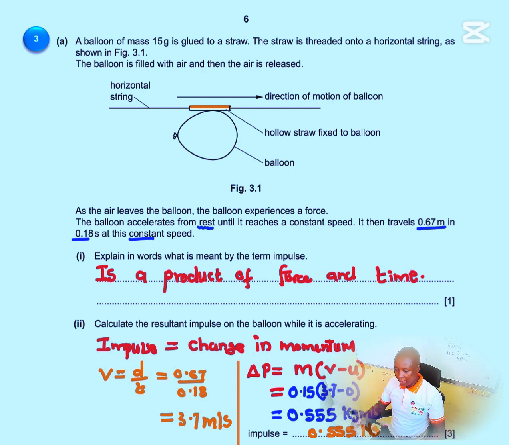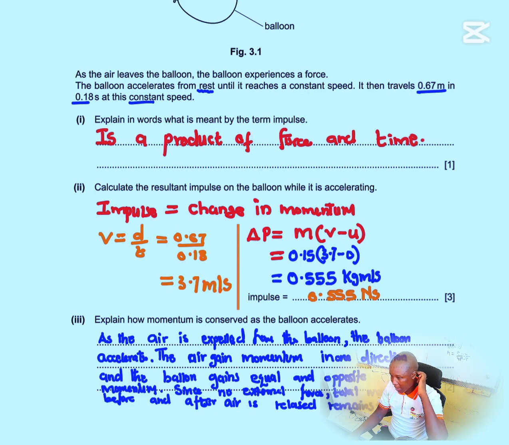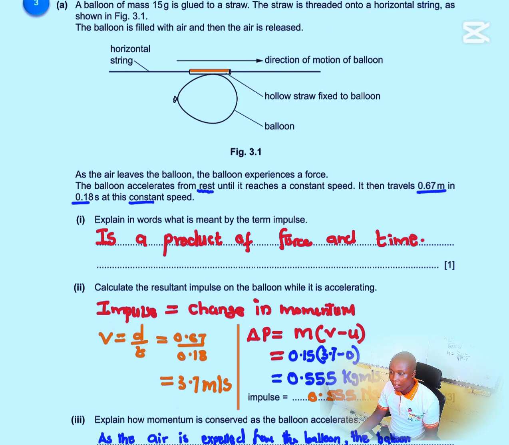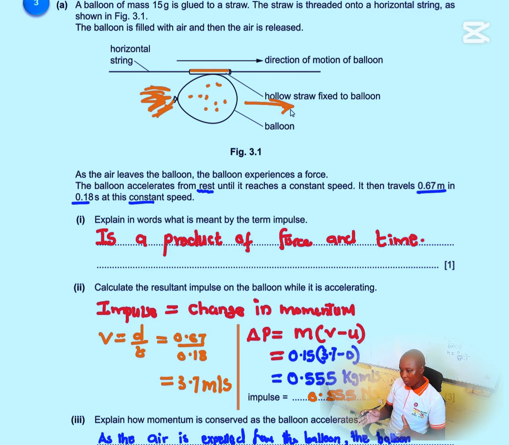All right, so in this case, we are supposed to calculate the resultant impulse on the balloon while it's accelerating. We have this balloon, and the moment the air is expelled from the balloon, the balloon is going to move forward, because as the air is being expelled there is a change in momentum. There is a force exerted on the air, and the air exerts a force on the balloon as it's being expelled.